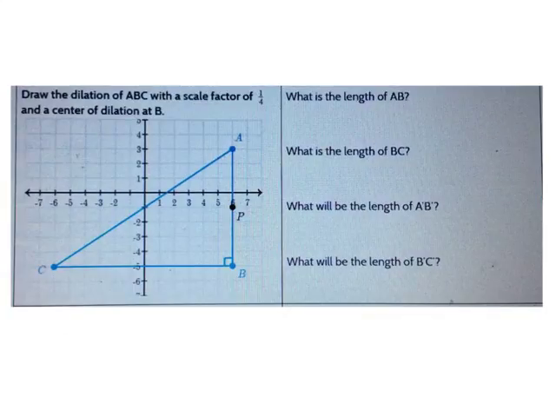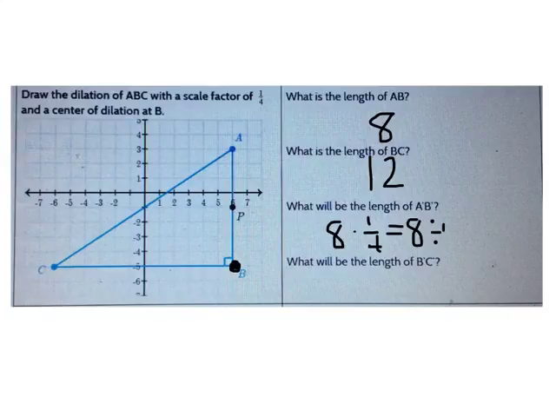Let's do another example. Draw the dilation of ABC with a scale factor of 1/4 and a center of dilation at B. First, we already know from the last example the original lengths of AB and BC. They're 8 and 12. If the scale factor is 1/4, what will be the new length of A prime, B prime? Well, 8 times 1/4 is the same as 8 divided by 4, so the new length will be 2.